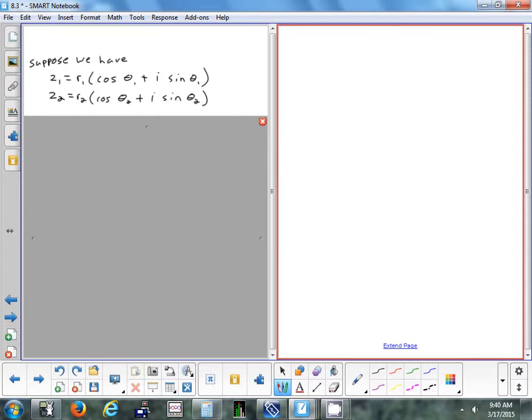So we've got z1 times z2. I'm not going to go through the proof for the division, but you kind of need a lot of room horizontally to write what we have to write out. So we've got r1 cosine theta 1 plus i sine theta 2.